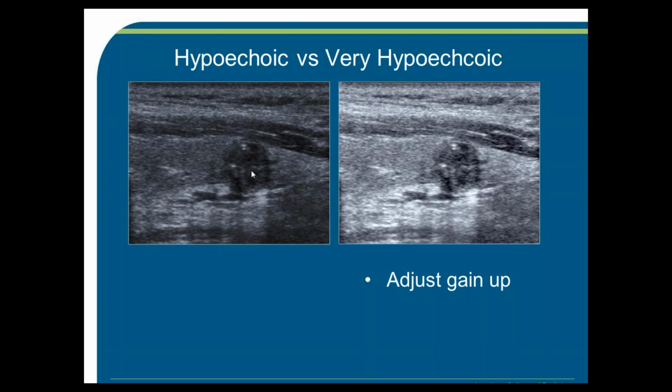This was the original image. You can see that this is pretty close to the same echogenicity as the strap muscle. Hard to know if this is hypo or very hypo, but when we increase the gain, everything gets brighter, but the strap muscle gets brighter to a greater extent, and this is, in this case, a very hypoechoic nodule.